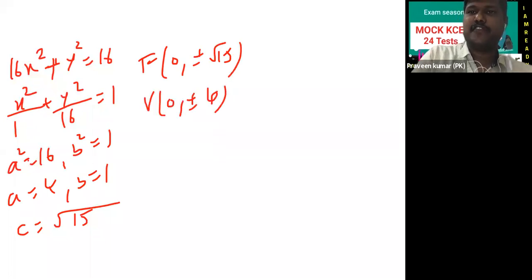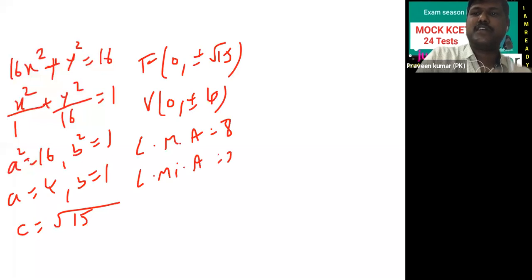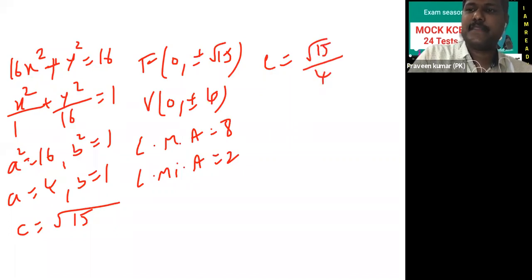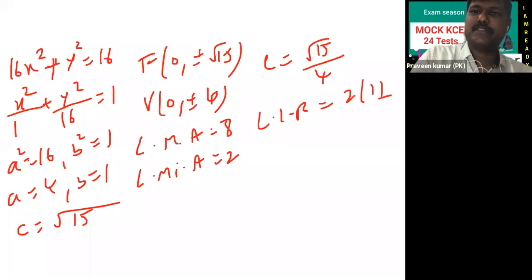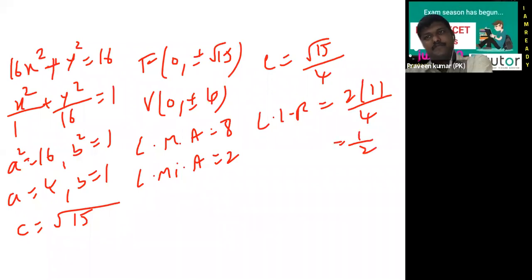Correct, Rakesh. Wonderful. Length of major axis, 2 4s are 8. Length of minor axis, 2 1s are 2. Eccentricity is C by A. What is C? C is root 15, by A, A means 4. Length of latus rectum is 2b square by A. What is b square? 1, by A means 4, so 1 by 2. Perfect, Shreya. Correct, Rakesh.